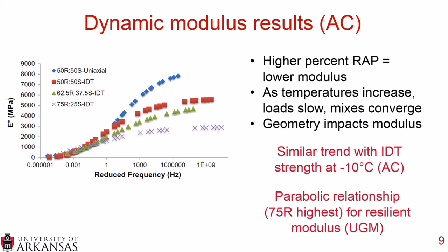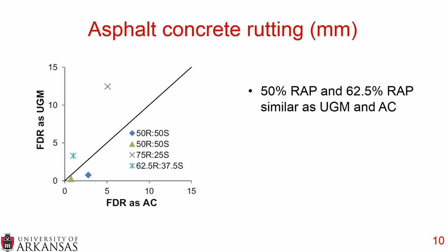And that's pretty important because then as we move into the simulations, you can see that there are some differences. So on the x-axis, we have FDR as an asphalt concrete material. And on the y-axis, we have FDR as an unbound granular material. And this is how much rutting there is in the asphalt concrete layer. And you can see that the 50% and the 62% RAP had similar rutting values for unbound granular material and asphalt concrete. But when you got to those higher levels of RAP, we actually saw that PavementME predicted higher rutting if you put in FDR as an unbound granular material.